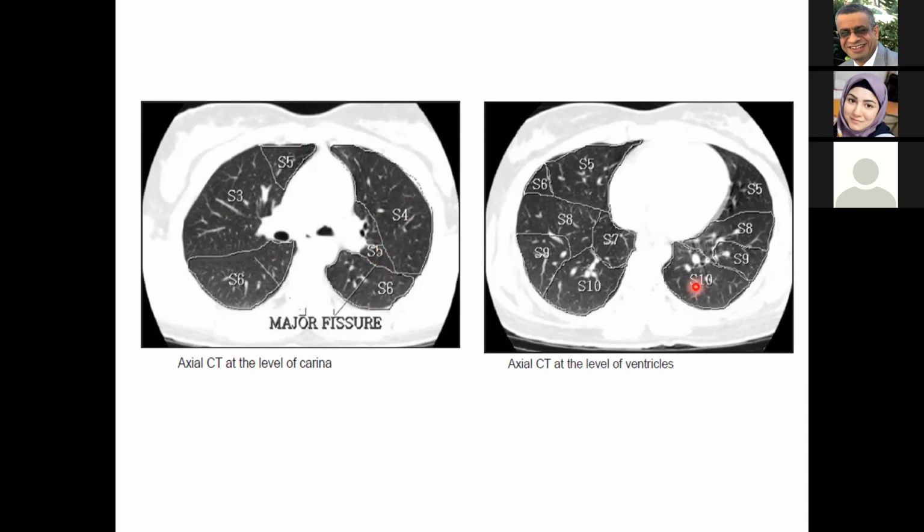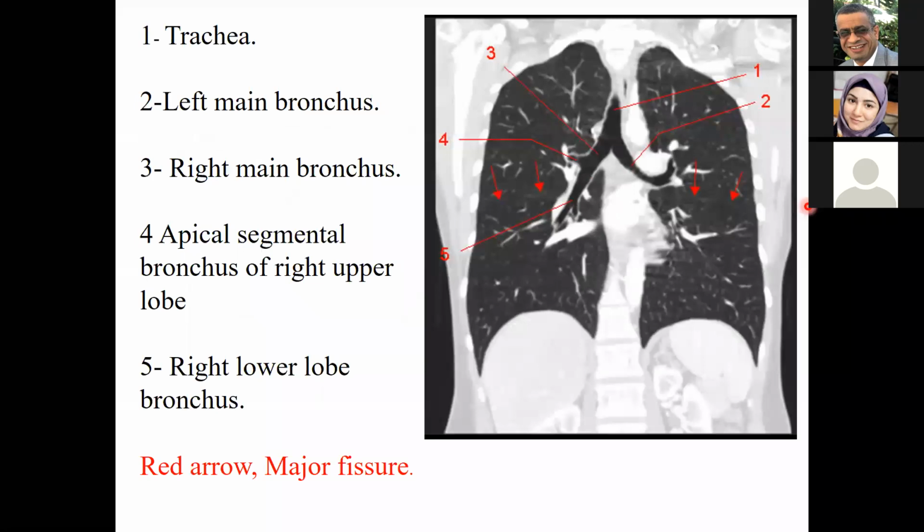At the level of the ventricle, we have right lower lobe and the medial part of the middle lobe, and also left lower lobe and the inferior part of the lingula. This is the coronal CT scan, showing the trachea, left main bronchus, right main bronchus. This is the apical segment bronchus of the right upper lobe and the right lower lobe bronchus. This is the major fissure.